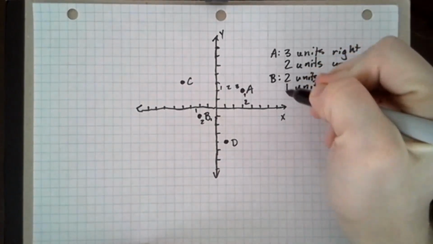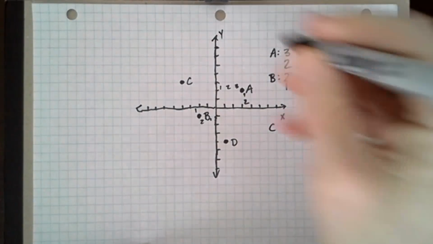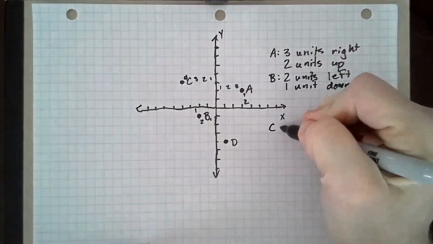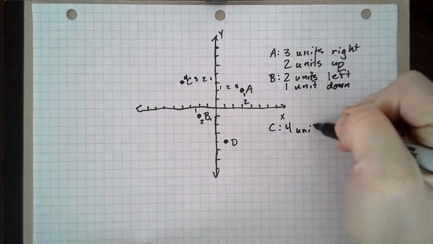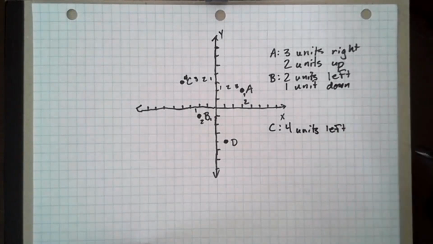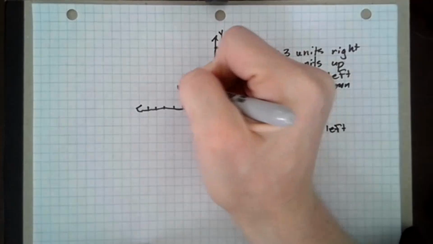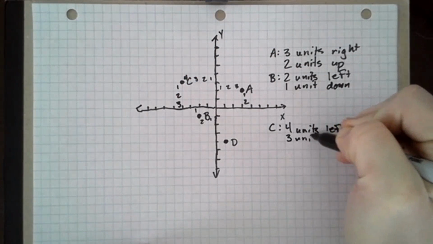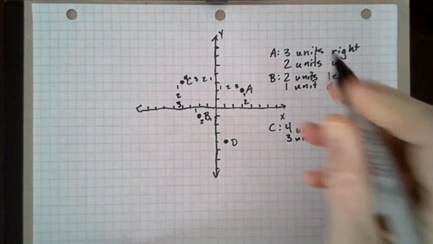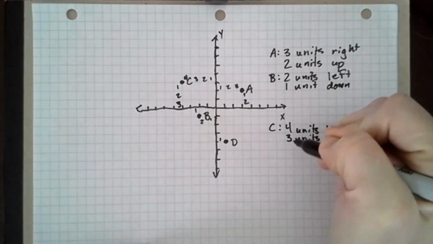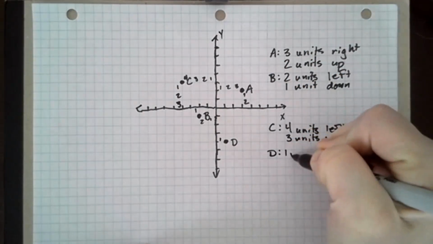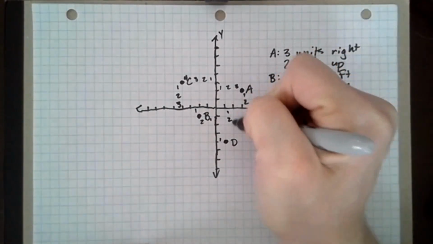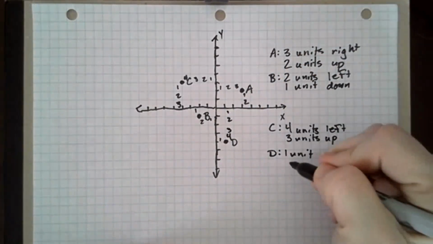For C, we see it is 1, 2, 3, 4 units to the left, and it is 1, 2, 3 units up. And finally, we have D, which is 1 unit to the right, and 1, 2, 3, 4 units down.